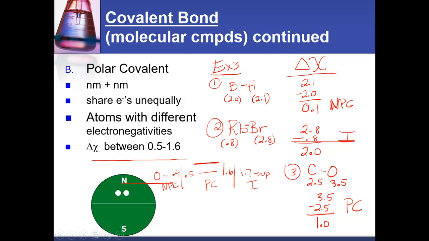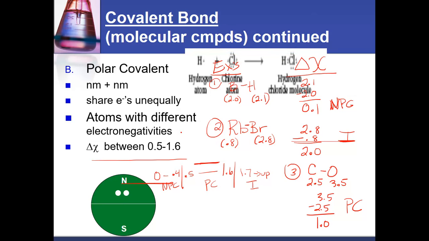So remember, ionics are going to have a difference of 1.7 or higher. In an ionic bond, the valence electrons are transferred from the metal to the nonmetal. There's no sharing of electrons. In a polar covalent, they are sharing, but unevenly, so somebody has more ownership of the electrons. And in the nonpolar covalent, they're sharing pretty evenly. They're pretty evenly paired up. One atom is not overpowering the other. So that's a nonpolar covalent. The electrons are shared 50-50 right in the middle.